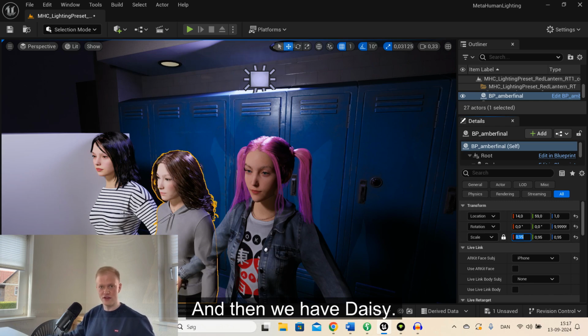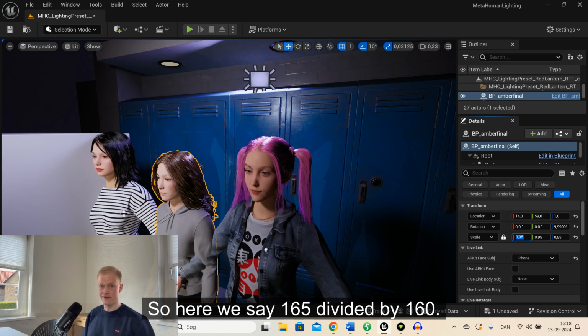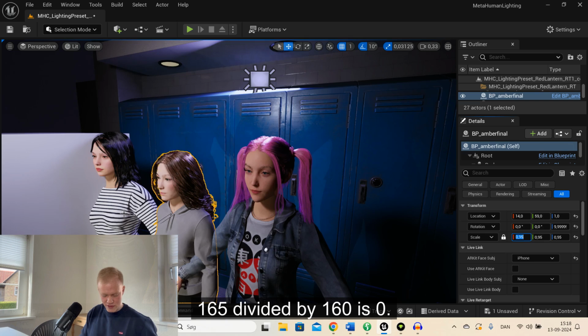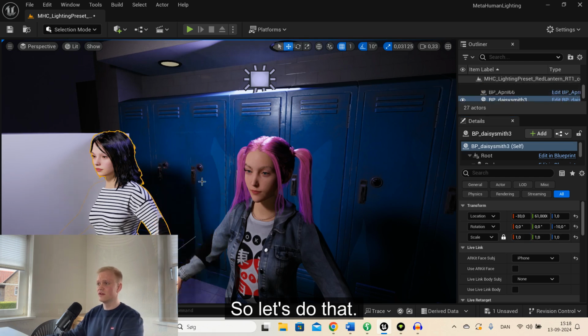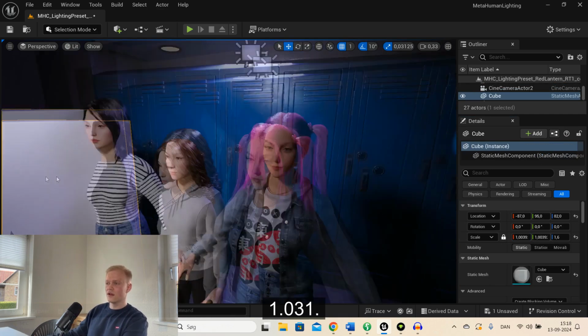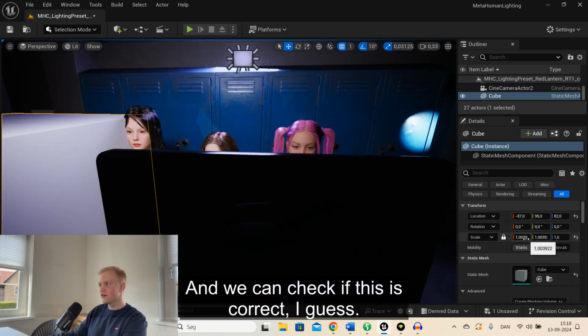And then we have Daisy. She's a bit taller than the others. She's 5'5", which is equal to 165 centimeters. So here we say 165 divided by 160, and I'm going to do that on my iPad again. 165 divided by 160 is 1.031. So let's do that, 1.031. And we can check if this is correct.